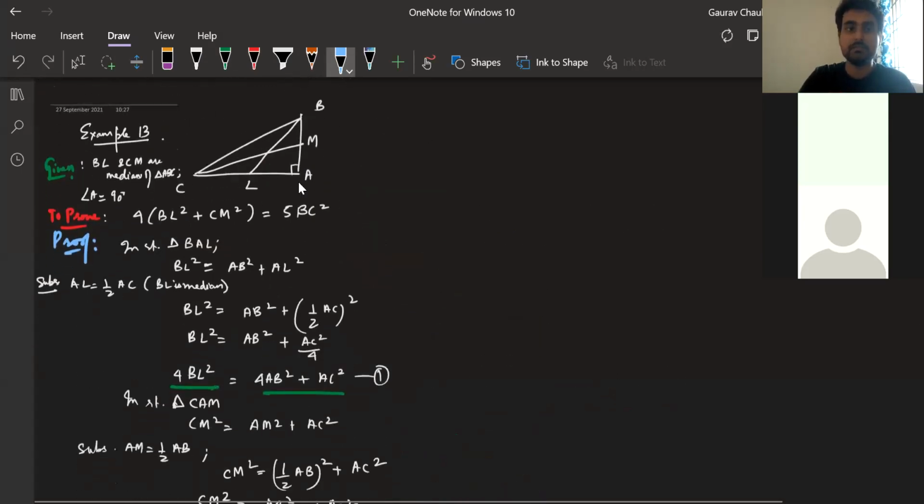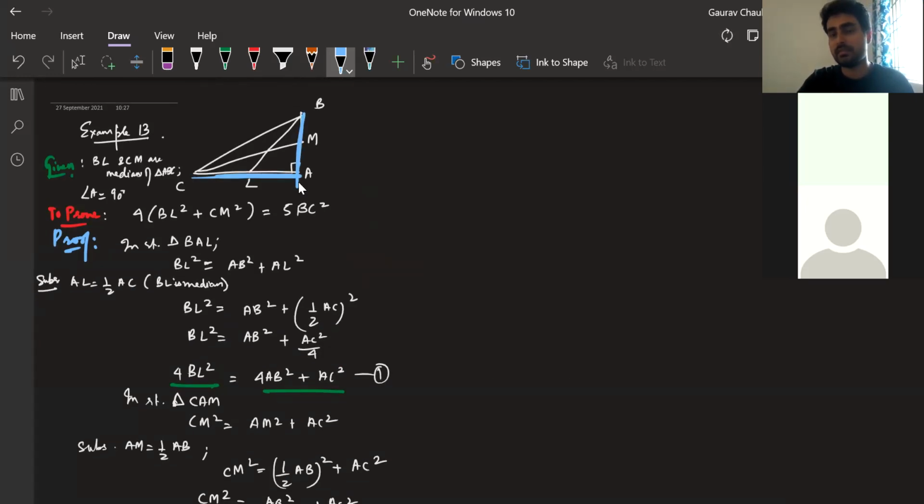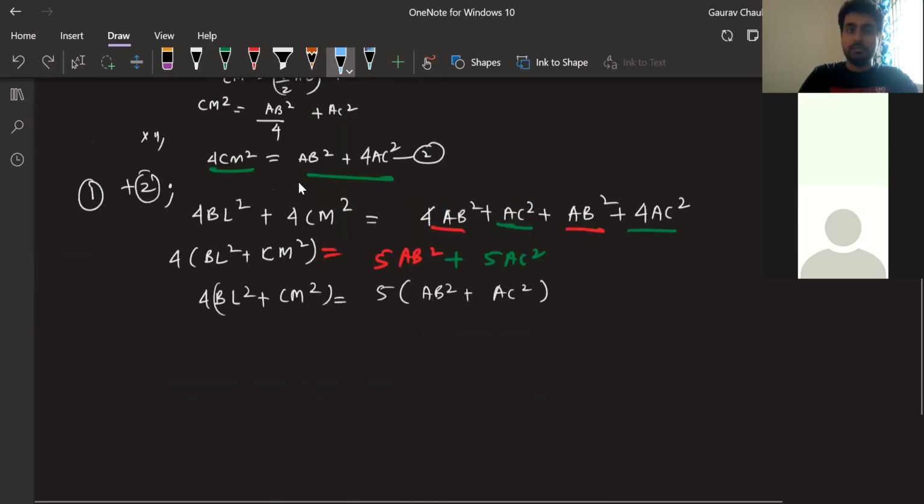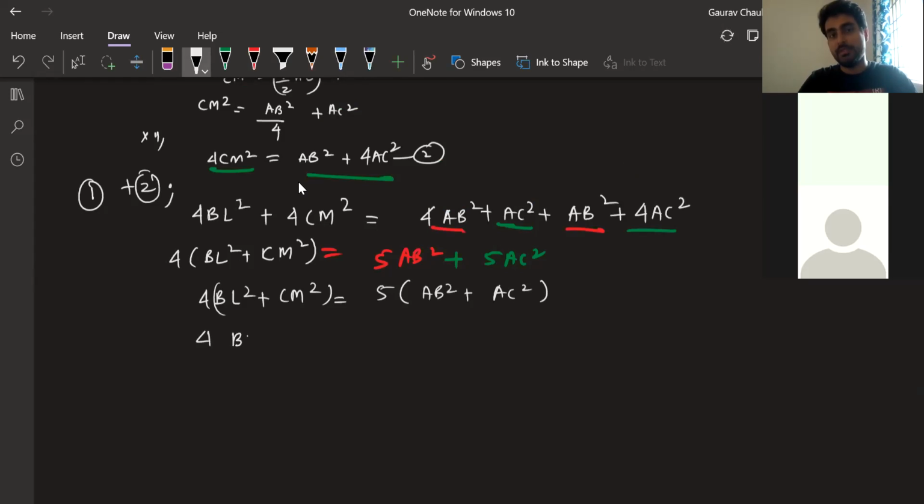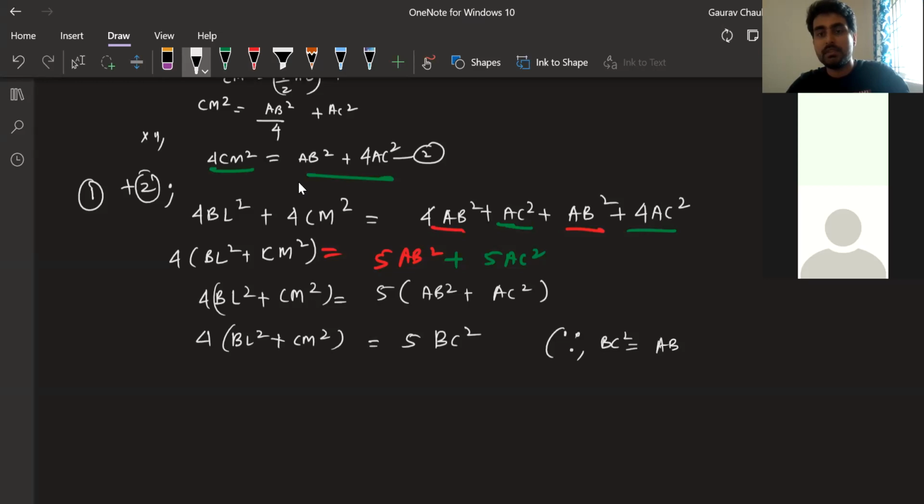For that I go back to the diagram. AB square is this, AC square is this. When I add the squares of these two, I'm supposed to get this one, right? Because there's a right angle here. So this becomes 4 into BL square plus CM square is equal to 5 BC square. The reason you can write, since BC square is equal to AB square plus AC square by Pythagoras theorem. That gives us hence proved.